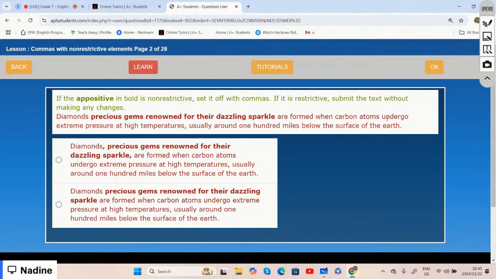It says, if the appositive in bold is non-restrictive, set it off with commas. If it is restrictive, submit the text without making any changes. It says, diamonds, precious gems renowned for their dazzling sparkle, are formed when carbon atoms undergo extreme pressure at high temperature, usually around 100 miles below the surface of the Earth.